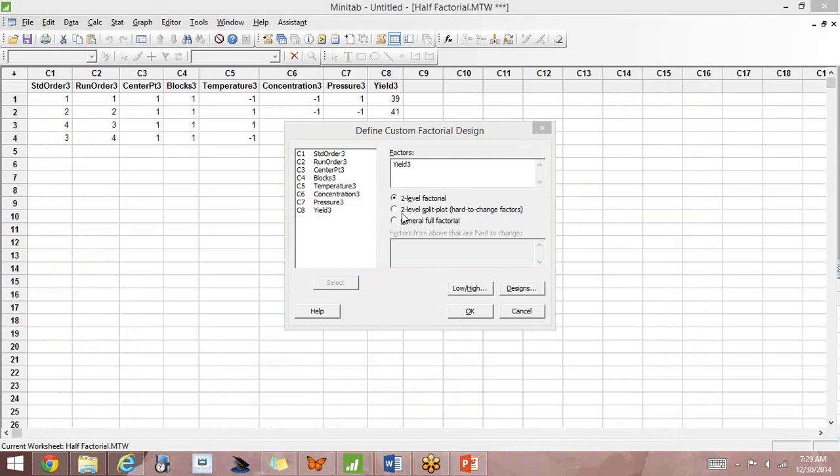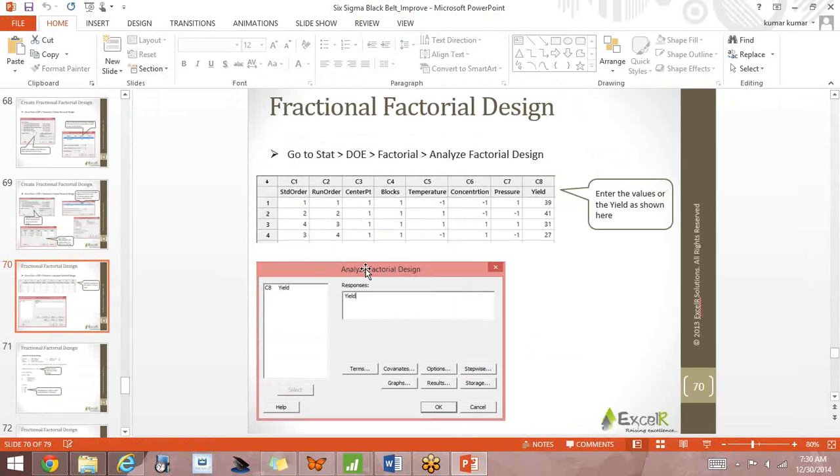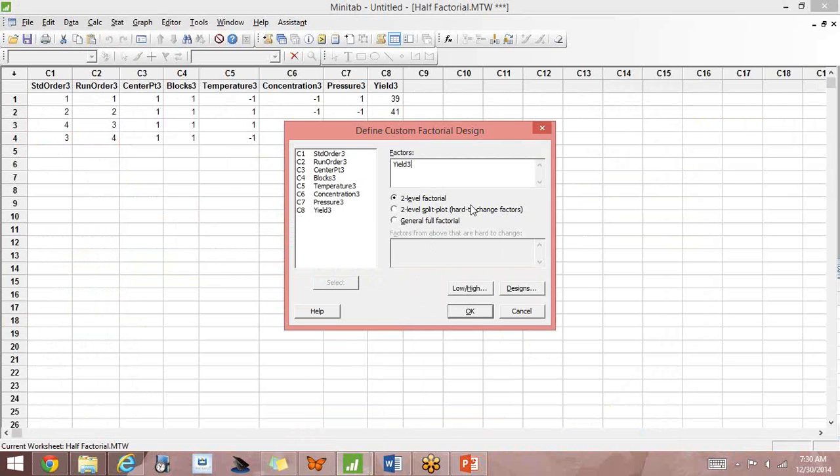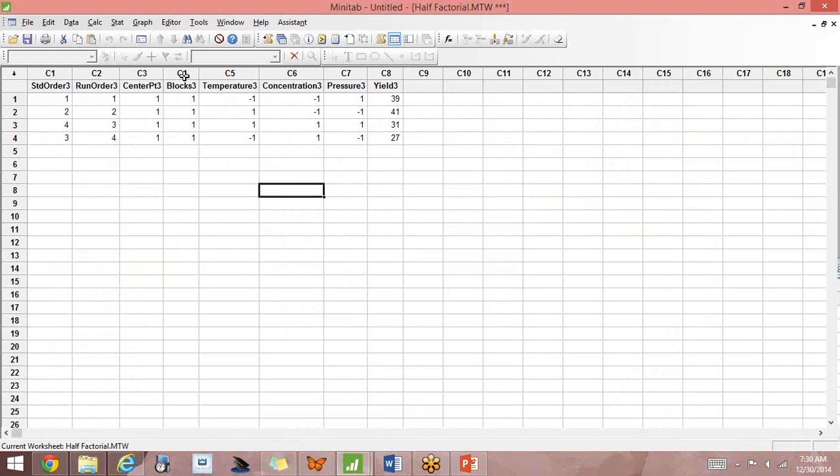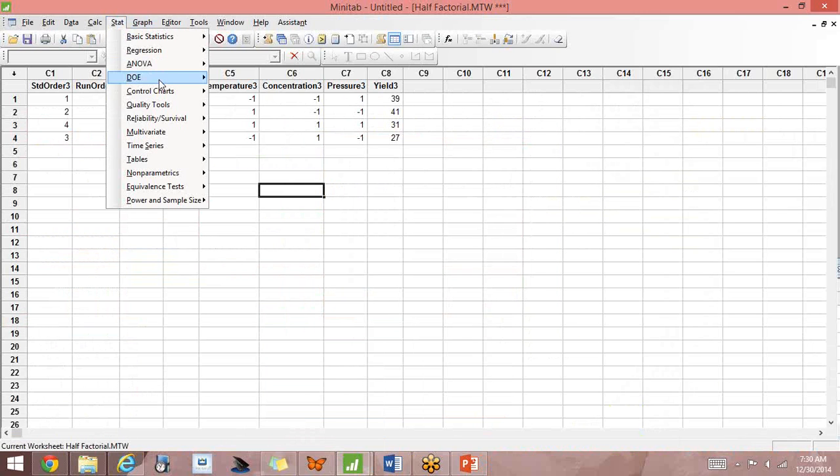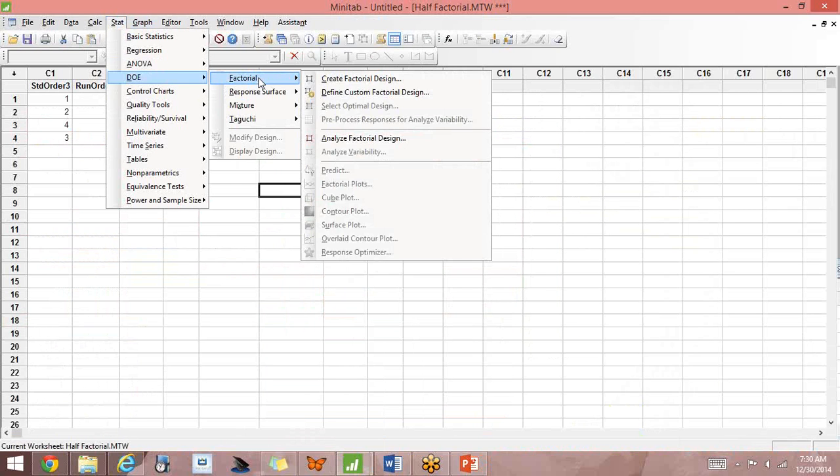So first step is in a design, you actually create a design of experiment. What kind of experiment you want to perform. Then now we are analyzing that particular design. We are analyzing factorial design. Am I defining here? No. Analyze, Start, DOE, Factorial, Analyze.